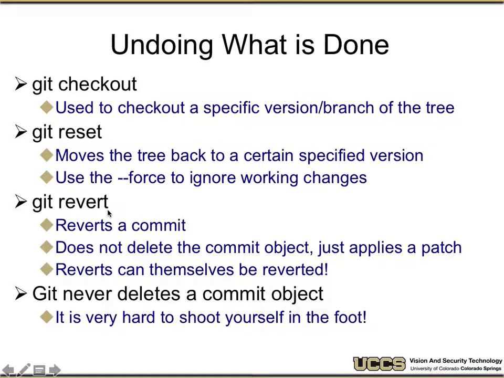After that I can do a git revert, which reverts back to a particular commit. It doesn't actually delete the current commit object. It just applies a patch to go from one version to another and moves you forward. Okay. Git really never deletes a committed object. It's very hard to shoot yourself in the foot. Even if you run rm -rf and throw away the stuff on disk, once you've got it in GitHub, you can always check it out again later and get it all back.